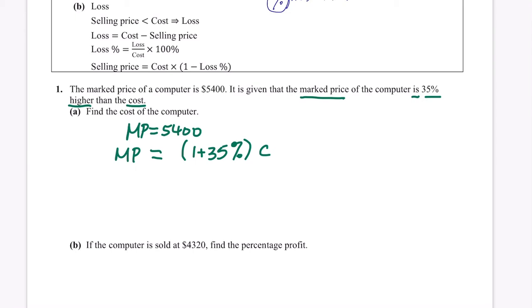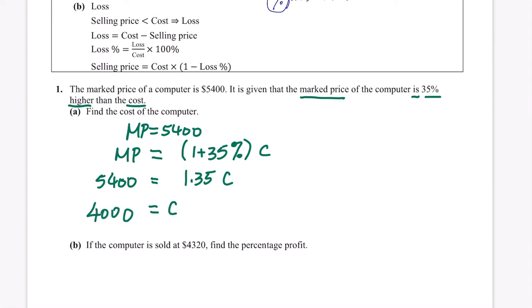And do we know the values of anything? Yes, we already know the value of MP. MP means market price. That is 5,400. Then what is 1 plus 35%? Please use calculator, and then you should be able to get this thing. And then next step, please do it on your own. You should be able to get cost as 4,000. You know how we got it?